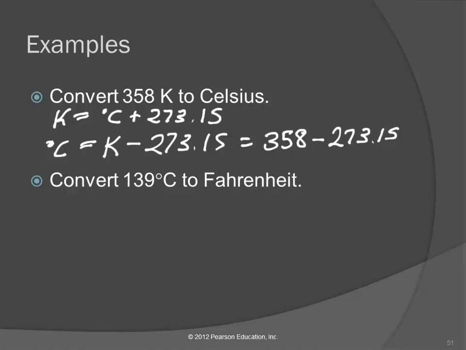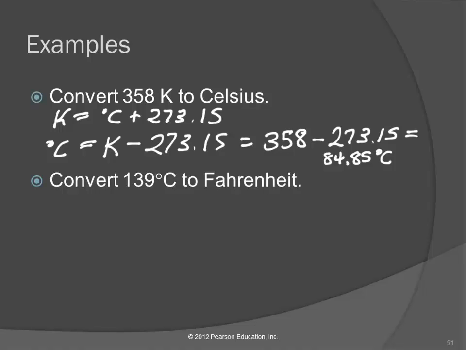So 358 minus 273.15 equals. And so the calculator says 84.85. I'm sorry, it's not Kelvin, it's Celsius. That's what the calculator says.